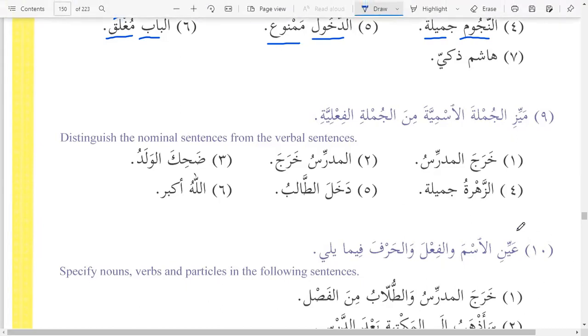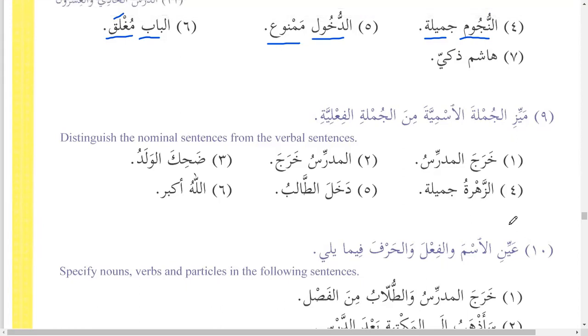Yes, so the first one. Kharajal mudarrisu. Verbal sentence. Kharaja starts with the verb. Al-jumlatul fi'liyatu, okay? Number 2. Al-mudarrisu kharaja. Jumlatul ismiya, okay. Al-mudarrisu is the subject. Where is the predicate? Kharaja huwa, jumlatul fi'liya is the khabar. So kharaja, the pronoun inside it, huwa, basically that is the khabar. So al-mudarrisu kharaja.